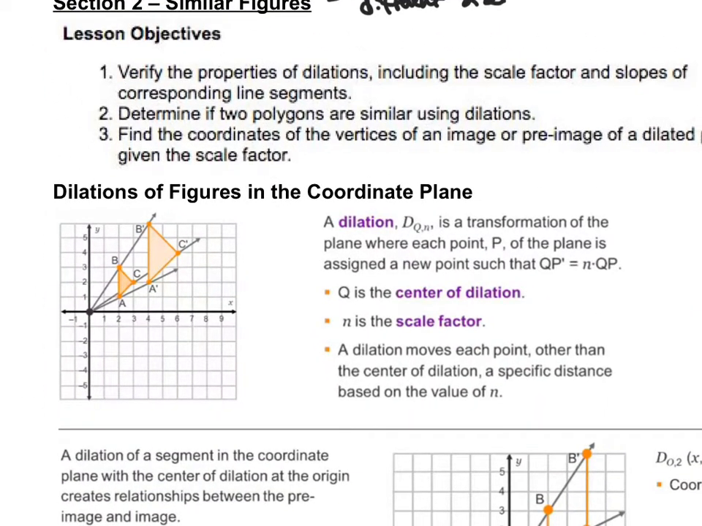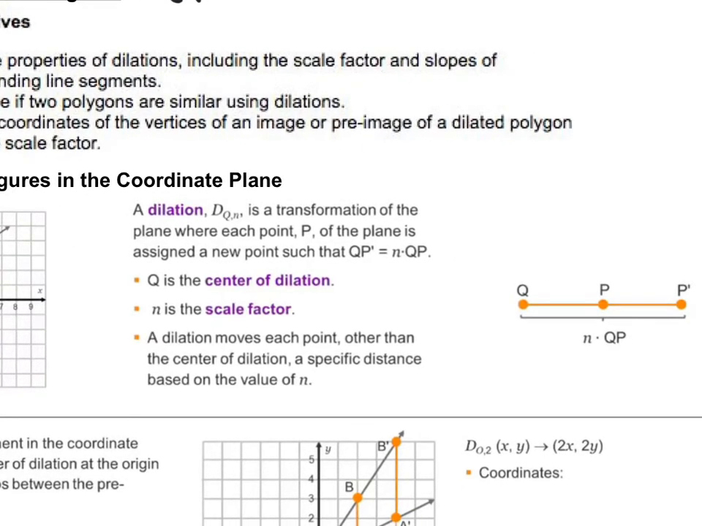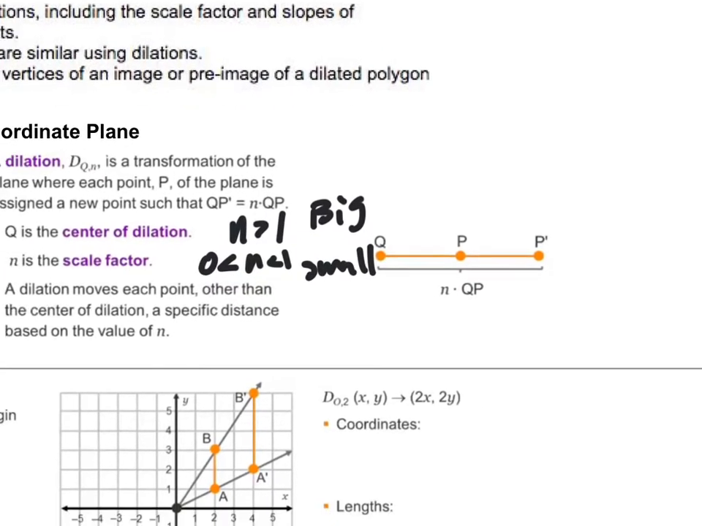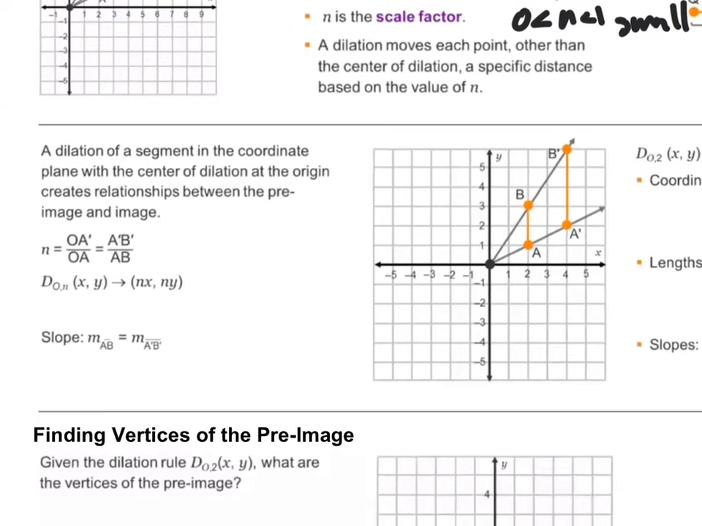That comes from a dilation in the plane, where Q is the center of the dilation, this point here, and N is the scale factor. Remember, if N is greater than 1, then it's going to get big. If N is between 0 and 1, then it's going to get small. We talked about that in the last unit.